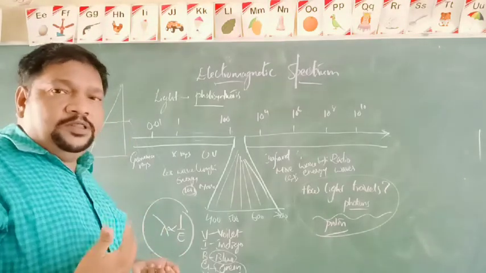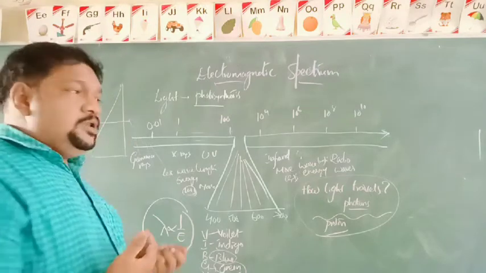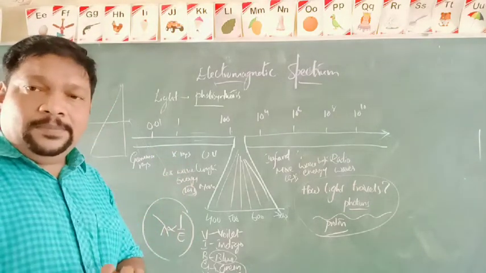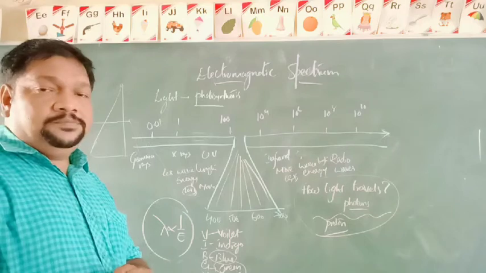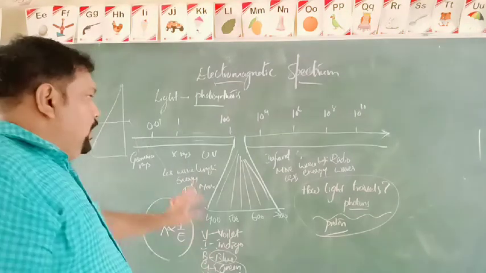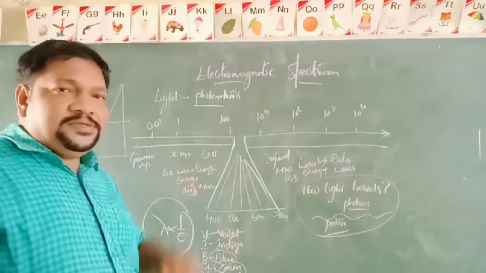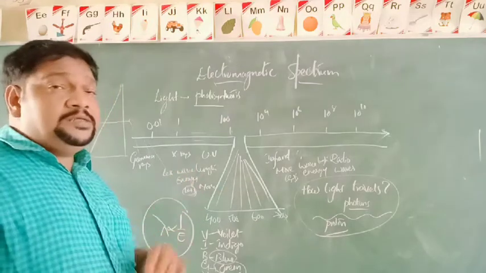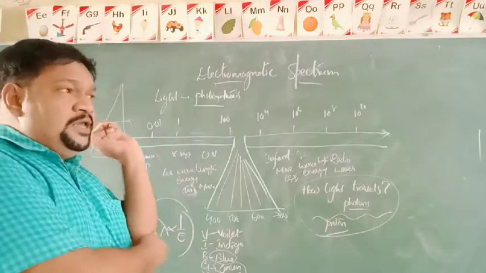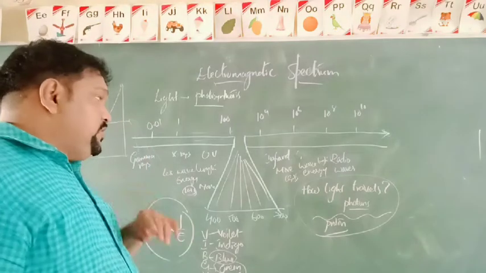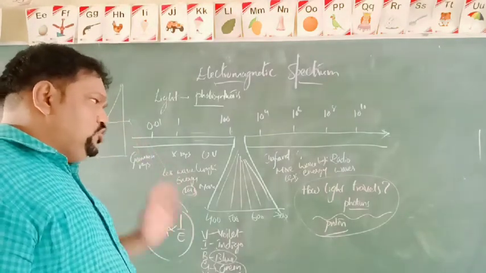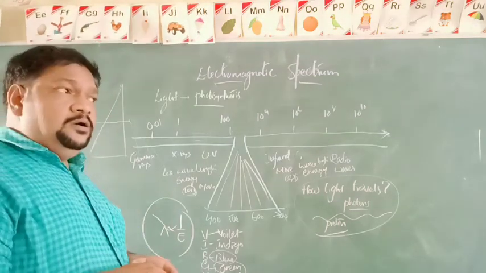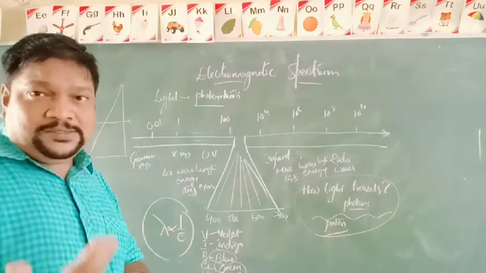What is the relation between the wavelength and the energy of electromagnetic radiation? Inversely proportional. Do you understand? As the light passes from left to right here, the wavelength of the light is increasing. As the wavelength increases, energy decreases. So which rays have more energy? X-rays. That's why we are not supposed to be exposed to too many X-rays.